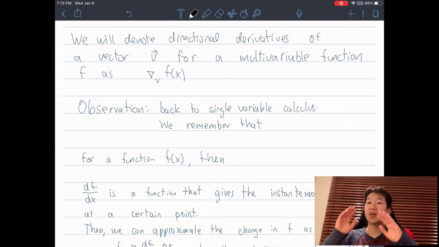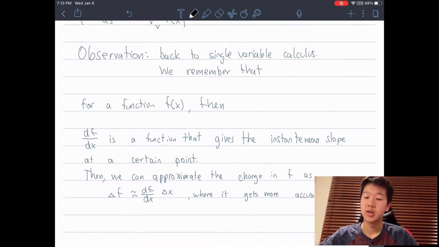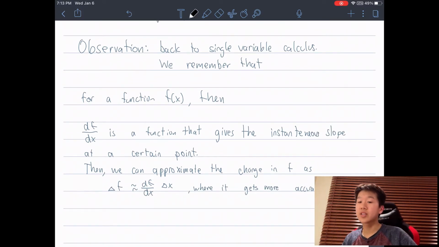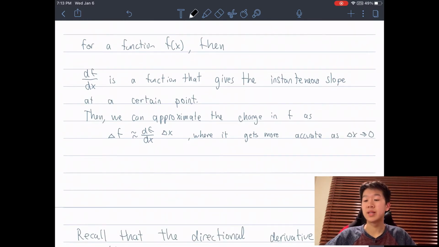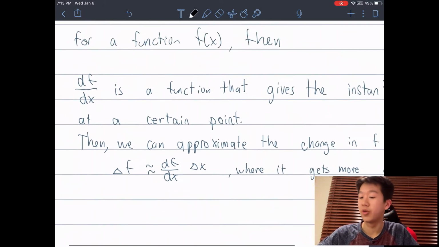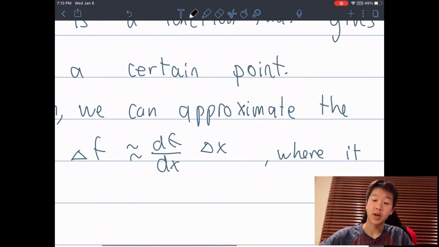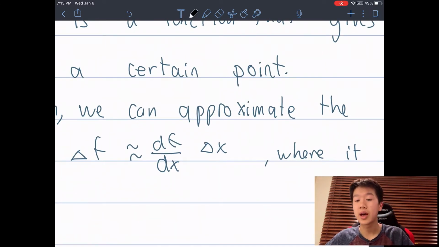So I'm just going to go back to single variable calculus, and then you'll see a very important fact that we need to notice. So we remember that we had functions in single variable calculus that for a function f of x, then df over dx is a function that gives the instantaneous slope at a certain point. So we can approximate the change in f, so the change in f is delta f. It's approximately equal to df over dx times the change in x.